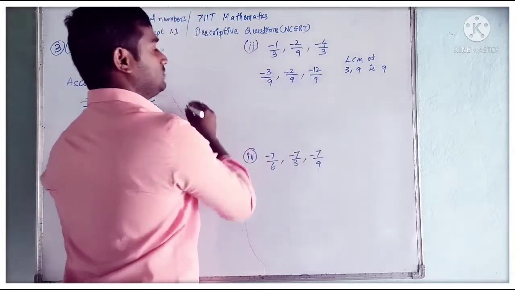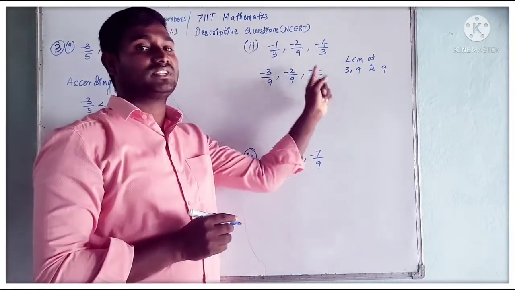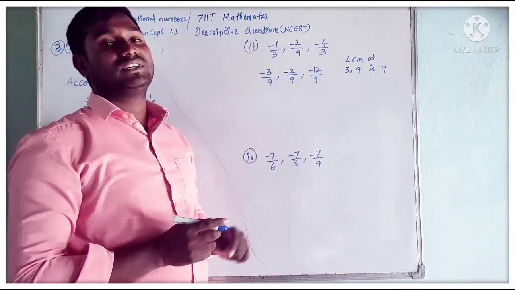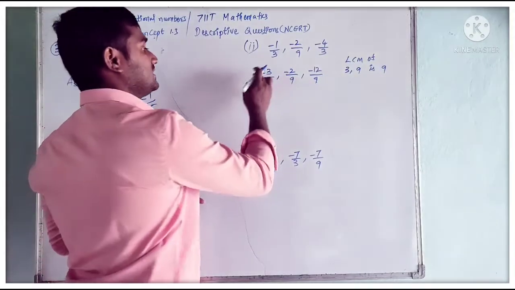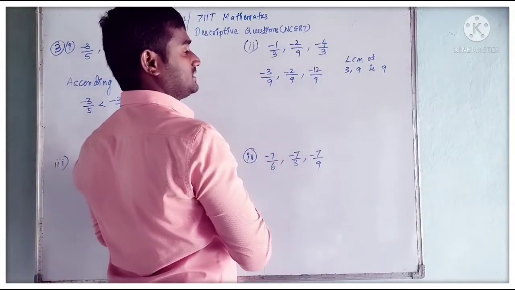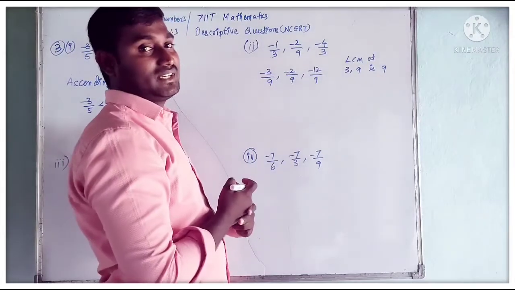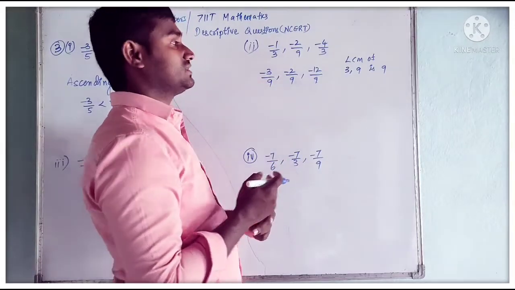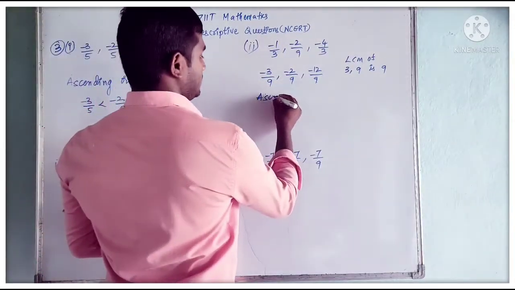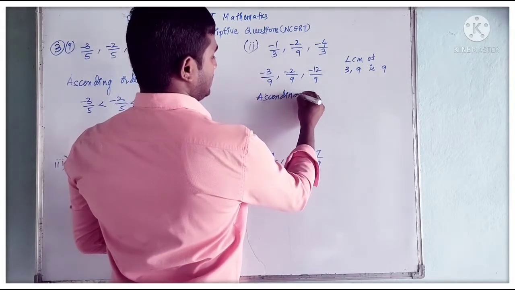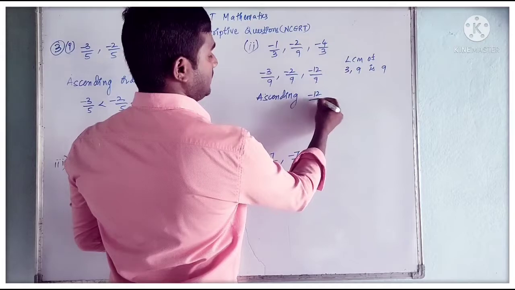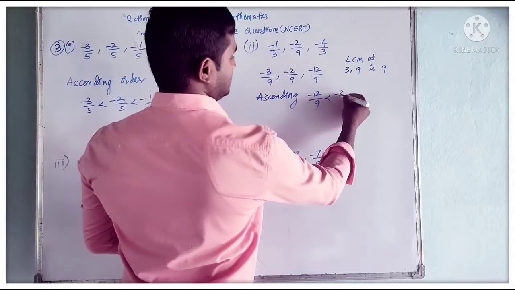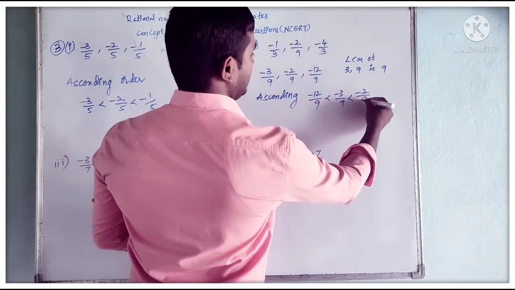Just now we discussed that when comparing negative rational numbers, if the denominator is the same, then in the numerator whichever is the greatest integer becomes the greatest rational number. What is the greatest integer? Minus 2. So minus 2 by 9 is the greatest rational number. What is the smallest integer? Minus 12. Minus 12 by 9 is the smallest rational number. Now writing ascending order: minus 12 by 9 is less than minus 3 by 9 is less than minus 2 by 9.